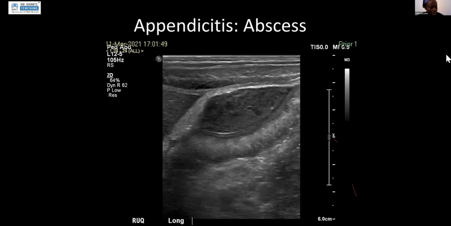You can also get a retrocecal appendix. So that's where the appendix goes up towards the tip of the liver rather than going down into the pelvis. And that's why if I don't see the appendix in the pelvis, I will scan back up towards the liver to make sure I'm not missing any suggestion of a retrocecal appendix.